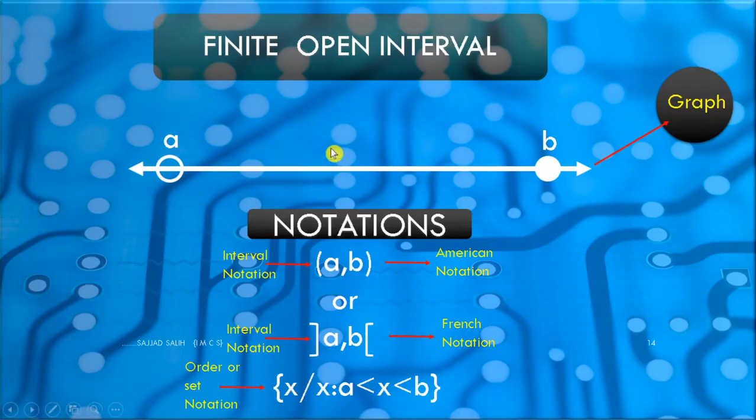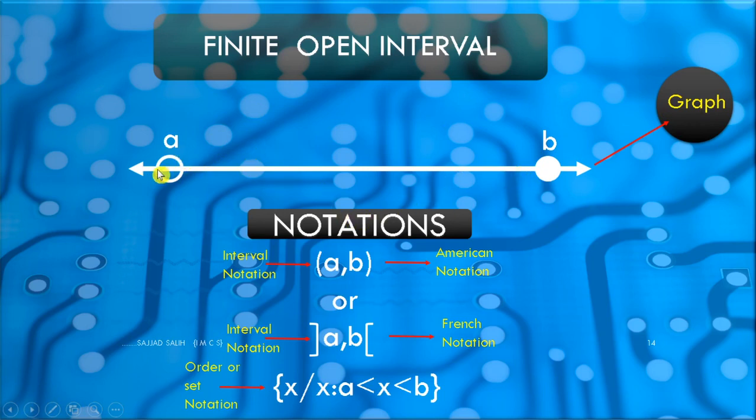So today's topic is about finite open intervals in mathematics. So what is a finite open interval in mathematics? Here's some geometrical graph about a finite open interval. Here's the B point, here's the A point, and here's the graph on the x-axis.